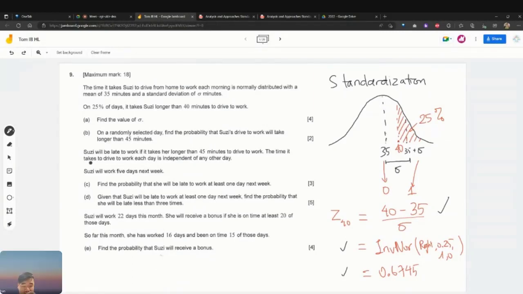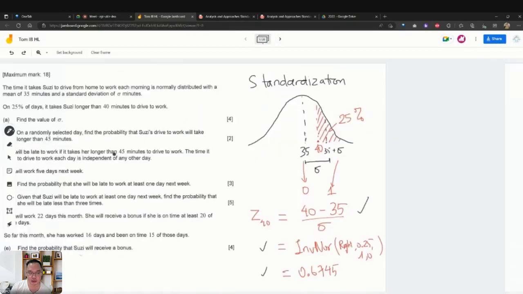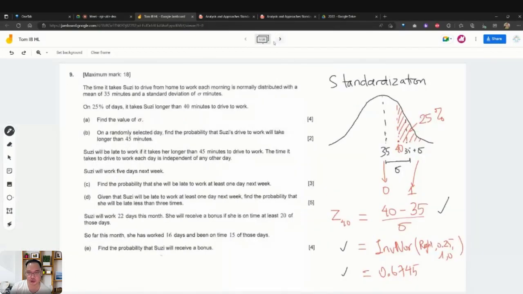On a randomly selected day, find the probability that Susie's drive to work will take longer than 45 minutes. The next question is kind of simple also. Among these questions, A, B, C, D, E, at least we can do 3 questions, A, B, C. So do not skip the whole question. At least try to do half the question, because as you see, we can definitely learn to solve at least 3 questions, A, B, C, which is half the amount of marks.